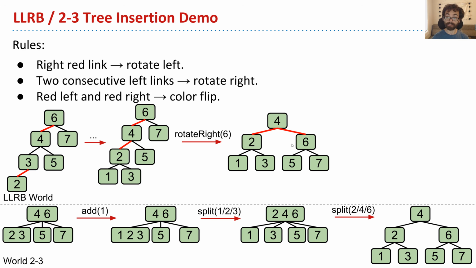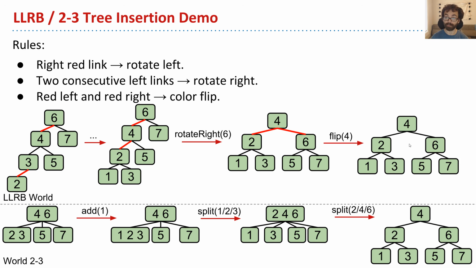The last step we need to do is a color flip on 4, and we end up with, ultimately, our binary search tree that is exactly the same as this 2-3 tree, and is therefore balanced. Now in this example that I showed, I was only having consecutive left links and having to do color flips. If you want to exercise all of the rules, it's a little more tedious, but what you can do is try inserting the numbers 1 through 7 in increasing order and see what happens.